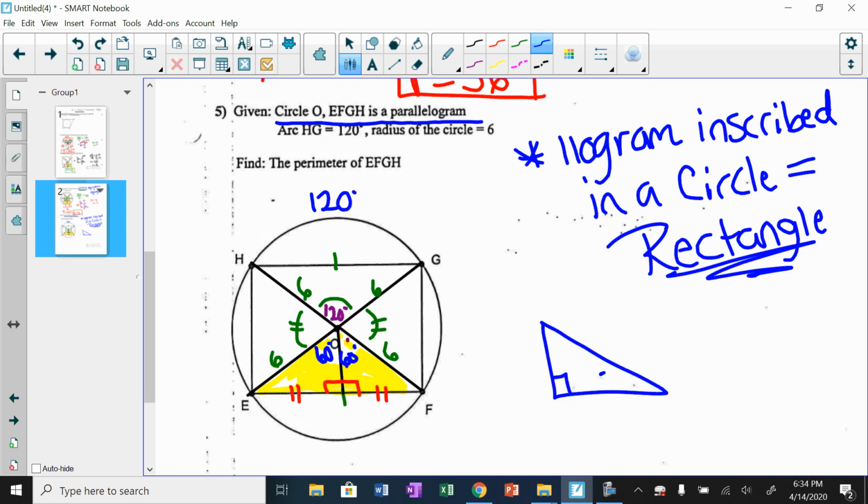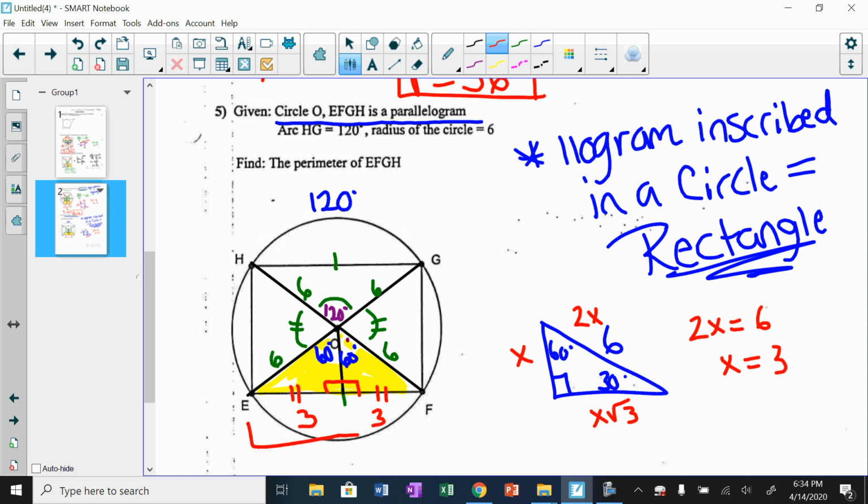So here we have a 30, 60, 90. The hypotenuse is 6. So opposite the 30 is x, opposite the 60 is x root 3, opposite the 90 is 2x. So we have 2x is equal to 6, so x is equal to 3. Sorry, let's go back. X is equal to 3. That's the altitude. The base of this one would be 3 root 3.